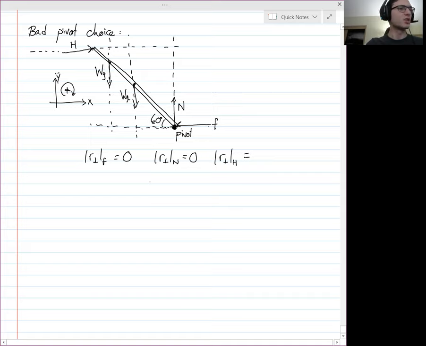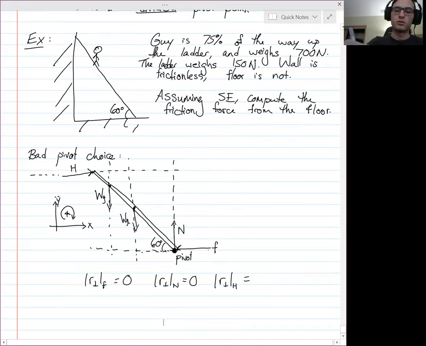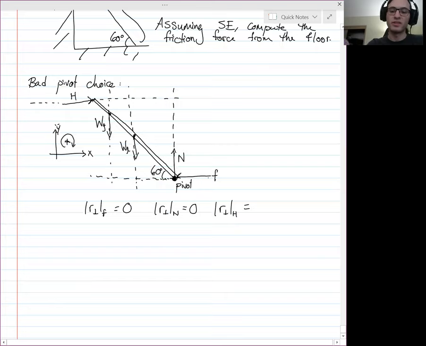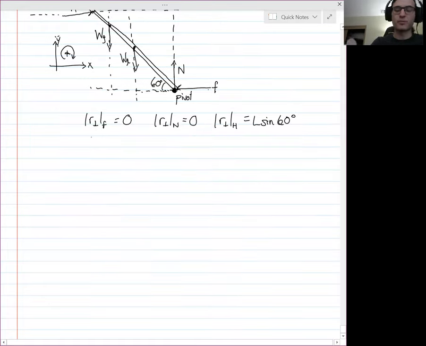Oh, I actually didn't give you the length of the ladder. The length of the ladder is L. There we go. So that distance can be seen as the same as this distance here. So it's just L times sine of 60 degrees. Let's do this for the weight.